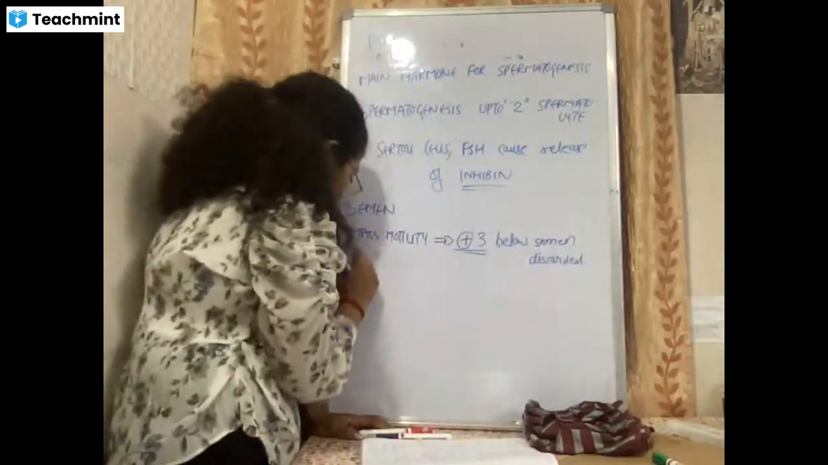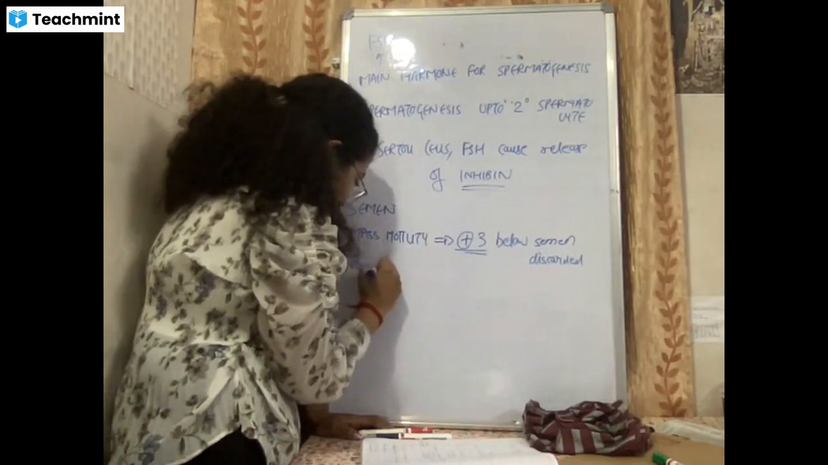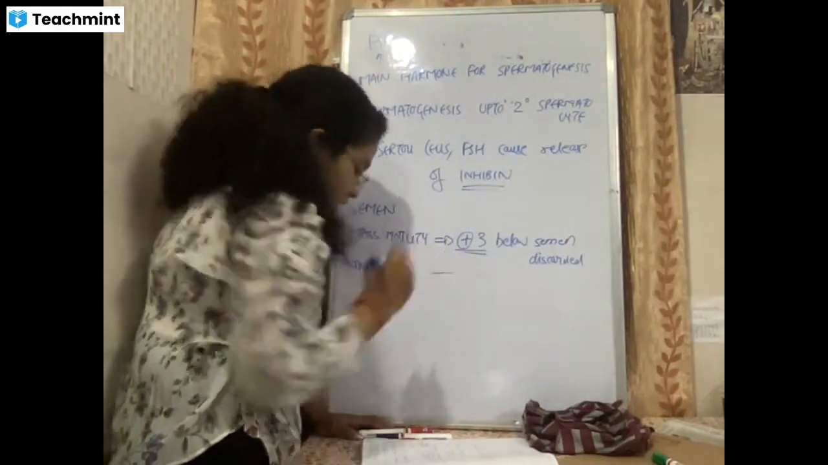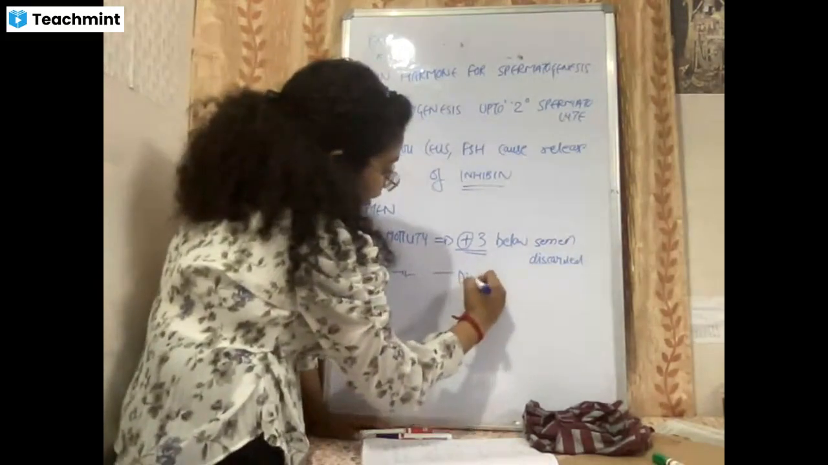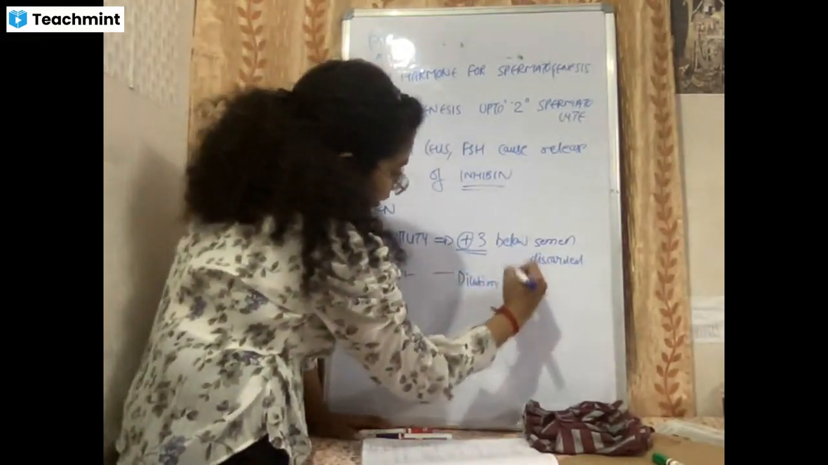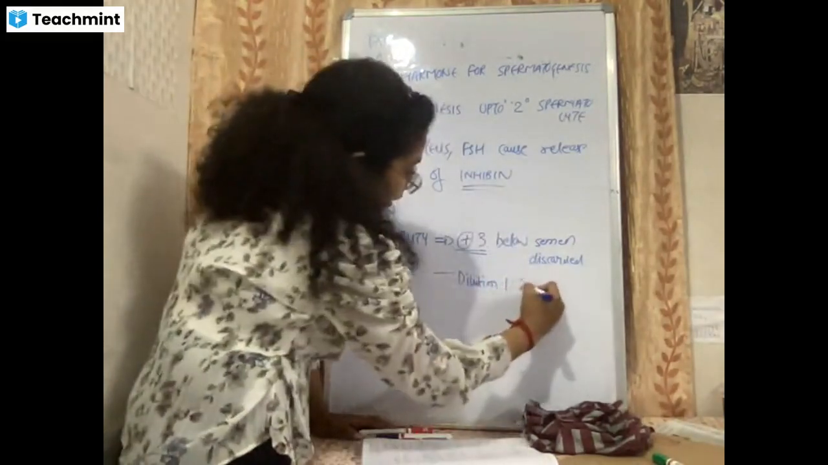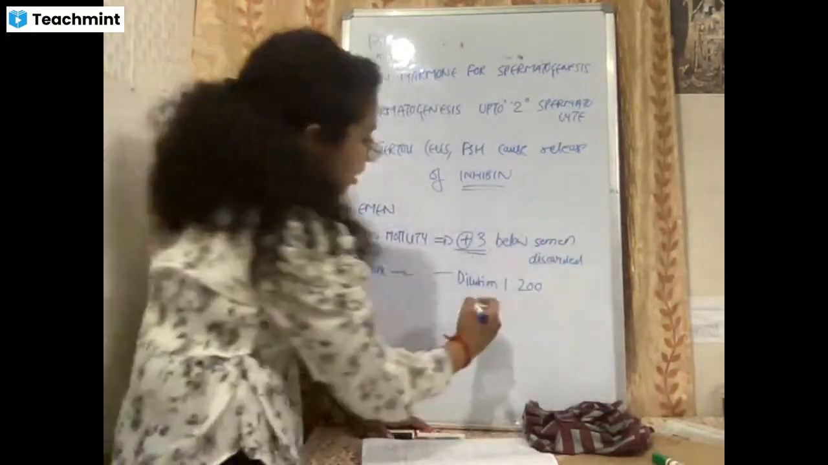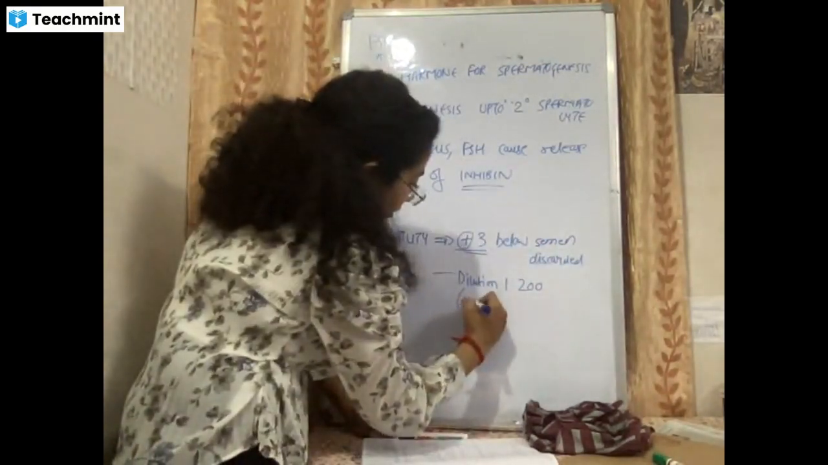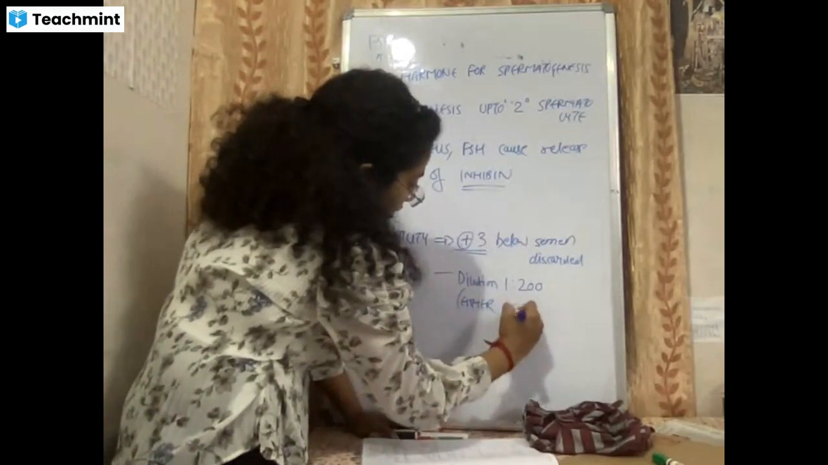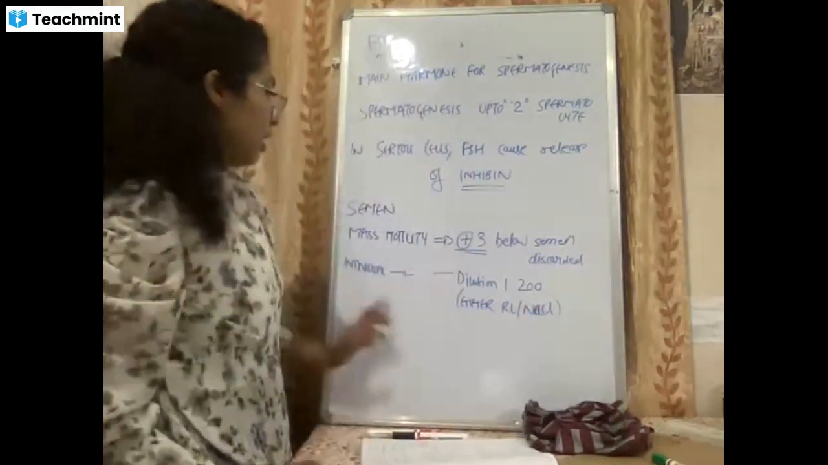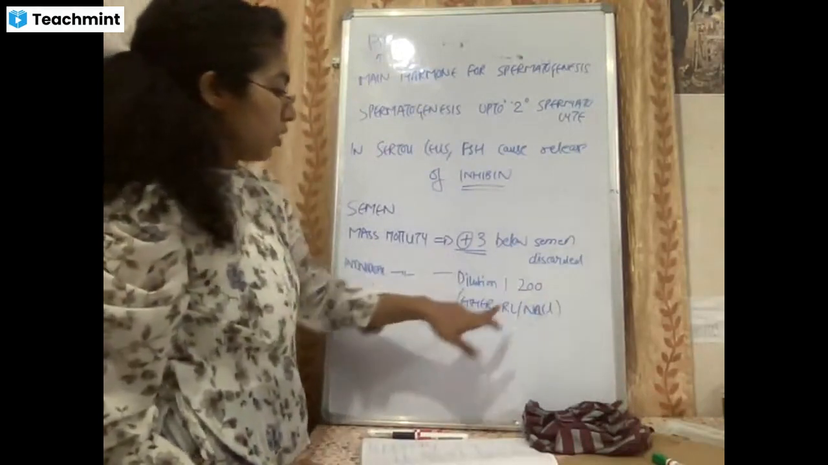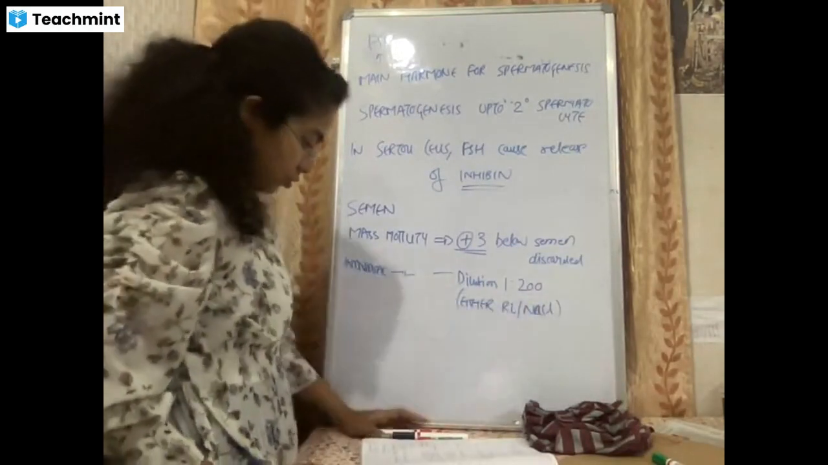Second point, we come to the individual motility. For individual motility, the dilution we use is 1 is to 200, and either RL or NaCl is used.